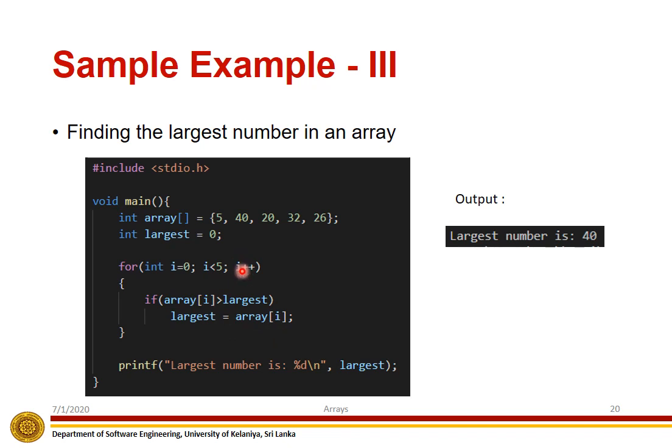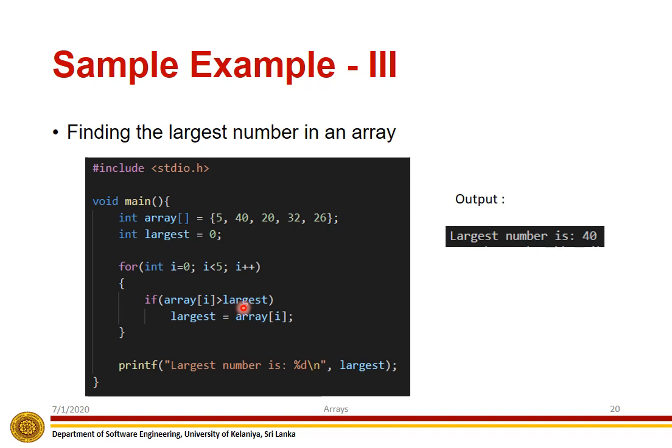1 plus 1 is 2. 2 is less than 5. So the second element is 20. The earlier largest one is 40. 20 is not greater than 40, so it will not go into this condition; it will go to the for loop again. So i is 3, 3 is less than 5. So the third element is 32.